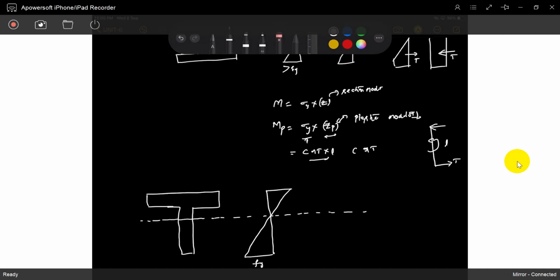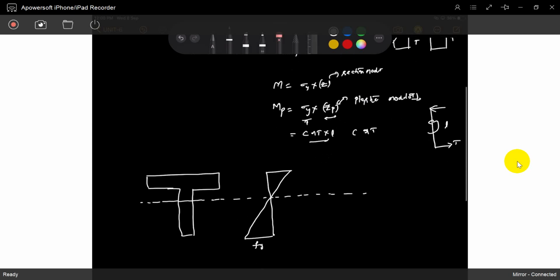Maybe the top fiber reaches Fy before this point, because this length is very high. Strain is higher at this location compared to this location. So the top fiber reaches Fy first, and the bottom fiber, you can consider, is maybe less than Fy.